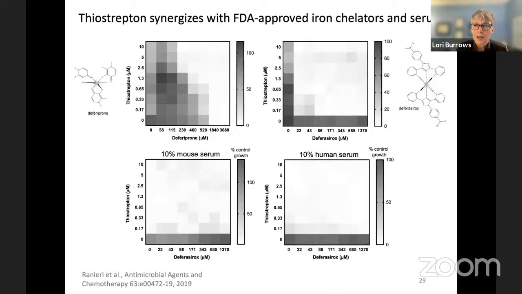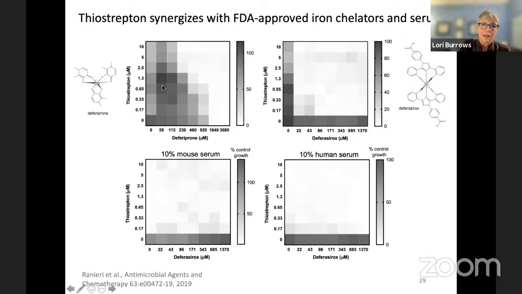Because we realized that this thing is iron dependent, right? The lower the iron in the media, the more receptors the bacteria make. They make more receptors and try to bring in more iron because they're starving for iron. If you combine Thiostrepton with FDA-approved iron chelators, you can actually sensitize the bacteria even more to Thiostrepton.